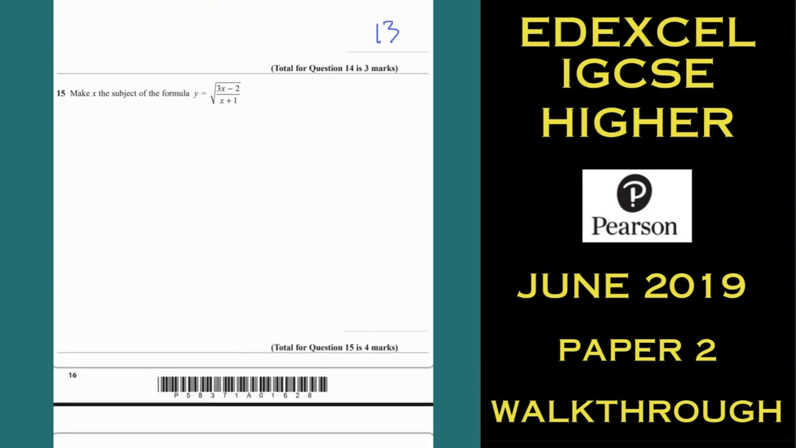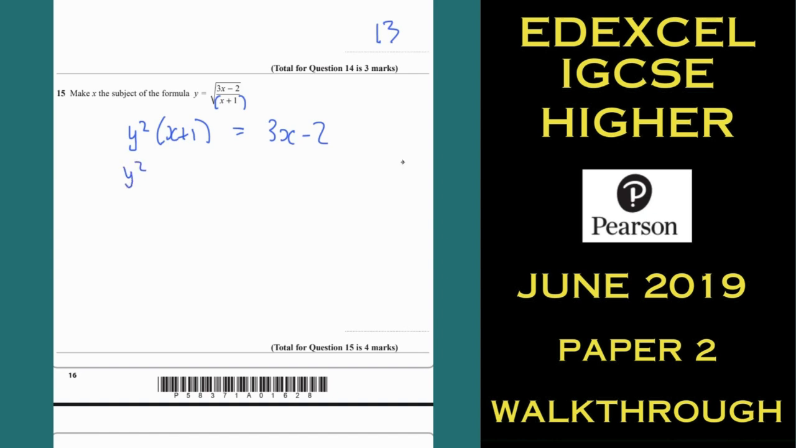Number 15, one of those tougher styles of rearranging because there are 2 x's in your formula, and that's the clue that at some point you're going to need to get all your x's on one side and factorise. So first job, let's square both sides. But to speed the process up, because I do write quite large with these electronic pens, I'm going to multiply both sides by x plus 1, because that gets them all nicely levelled off.